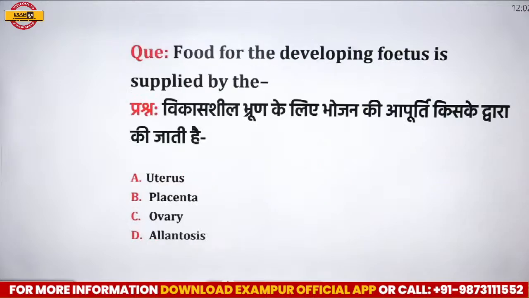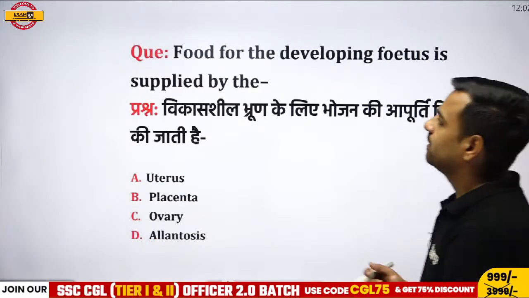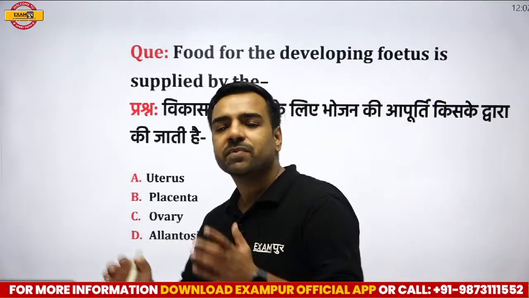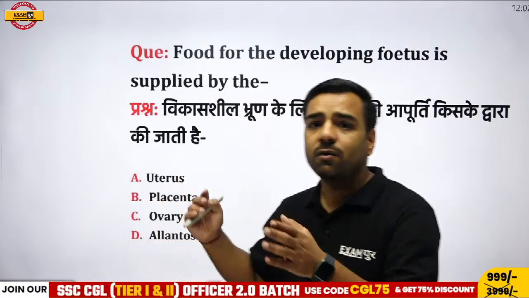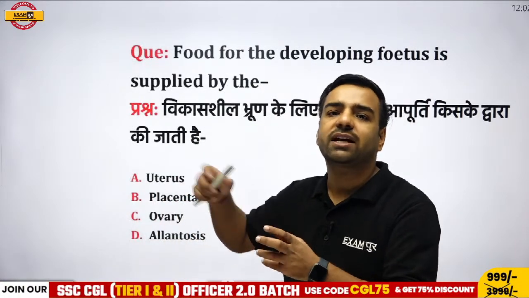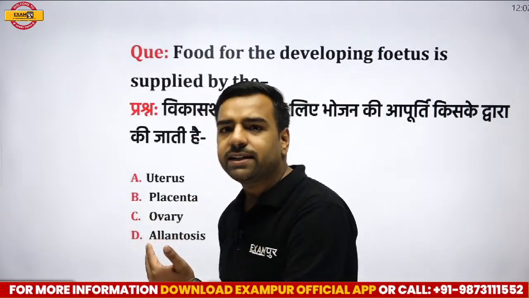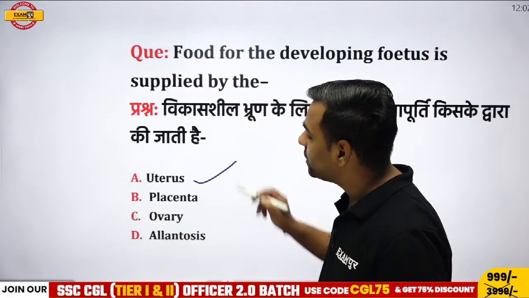Next question is, food for the developing fetus is supplied by the dash. Now, we are talking about fetus. That means we are talking about a small baby just after the pregnancy condition. What happens just after the fertilization process? There is this zygote that is formed, and slowly the baby starts developing. Where? In this location, that is uterus.